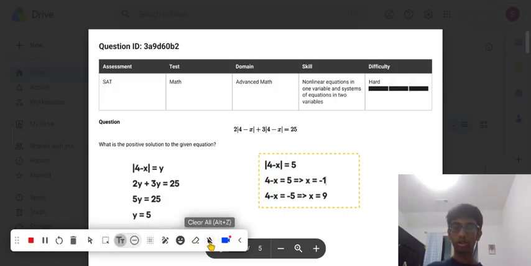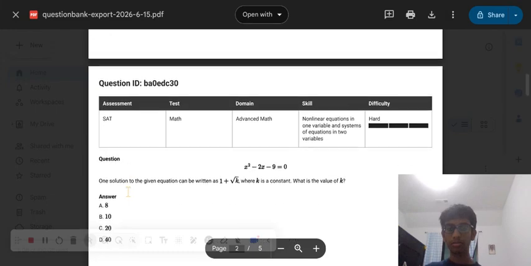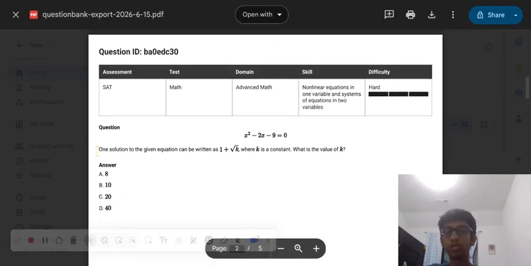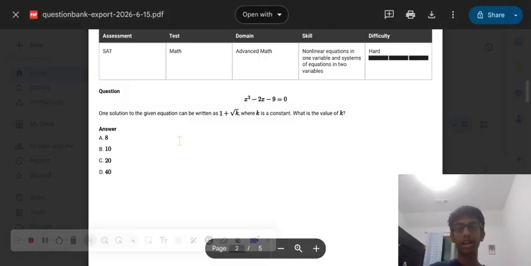Okay, moving on to the next question. One solution to a given equation can be written as 1 plus square root of k, where k is a constant. What is the value of k? The equation is x squared minus 2x minus 9 is equal to 0. When I'm looking at the solution, 1 plus square root of k, it looks eerily like a more simplified version of our quadratic equation. Given that this is also quadratic, it kind of matches up.